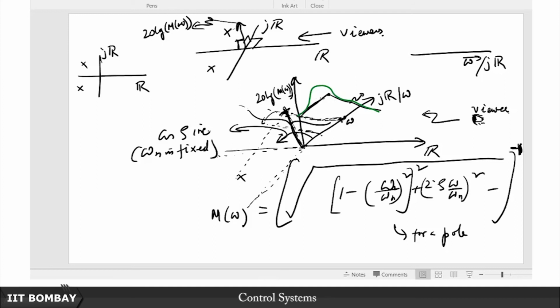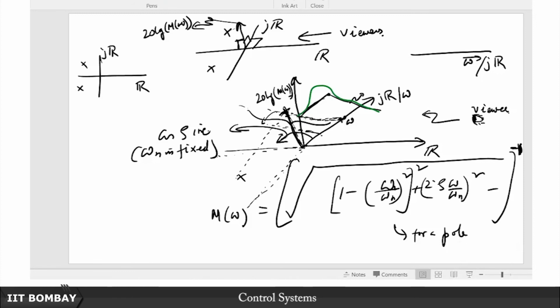So this peak comes down, and eventually there ceases to be a peak beyond zeta equal to 1 by root 2 if you keep increasing zeta further. I hope that this geometric interpretation appears more convincing to you than the argument I was making a while back about the function 2 zeta into square root of 1 minus zeta squared. So this is also another way of convincing yourself.